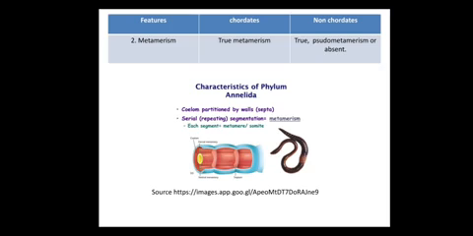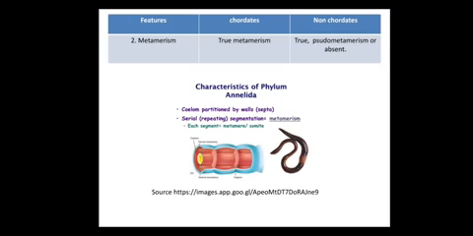The next feature is metamerism. There are two types, true metamerism and pseudo metamerism. But true metamerism is present only in chordates. True as well as pseudo metamerism is present in non-chordates. You can see here this metamerism is a characteristic of the phylum Annelida.